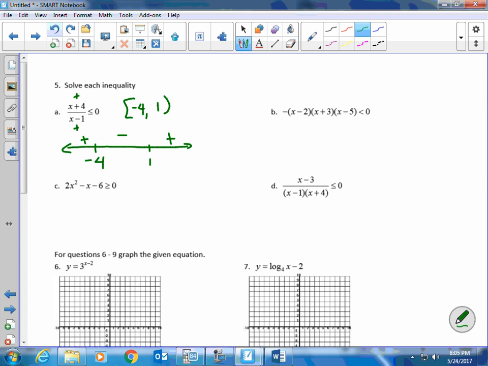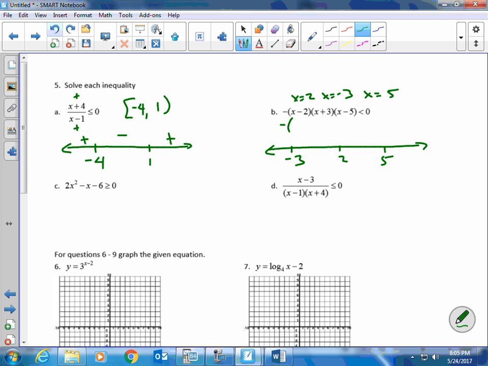All right, letter B. That was nice. I gave it to you in factored form. So what are my factors' solutions? x equals 2, x equals negative 3, x equals a positive 5. And I put them on my number line in correct order. Next, plug in a value for x that is to the far right. I always start to the right. It seems to be easiest. So I have this negative already out here.